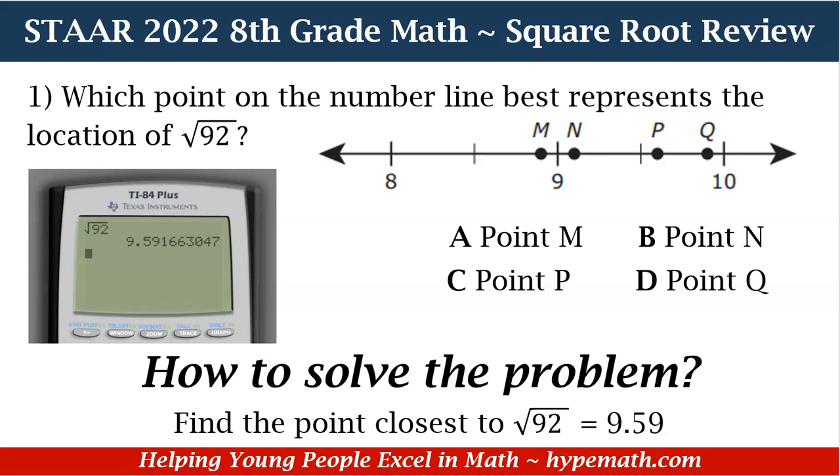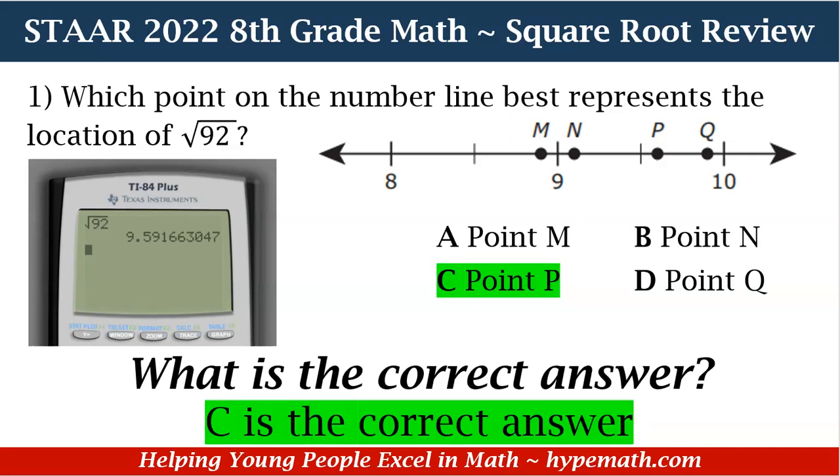M and N, nowhere close. So we know A and B aren't the answer. And here we are, just like Miss Jackson said, comparing our answer to what the answer choices are so that we can find the correct answer. Now we're going to move to C. Point P is right after the hash mark, and Q is closer to 10. So what is our correct answer?